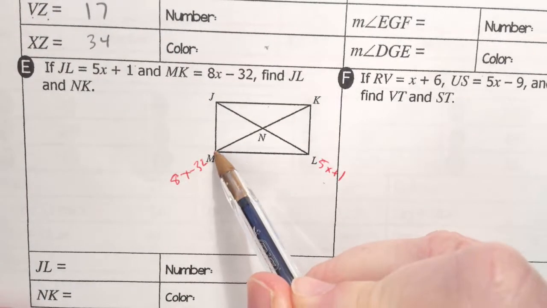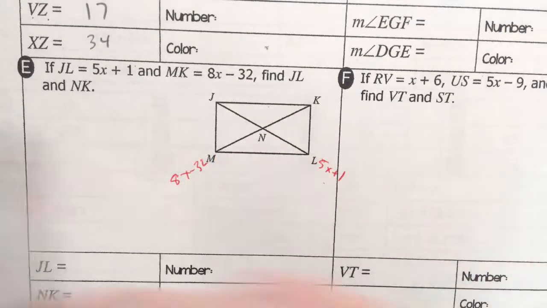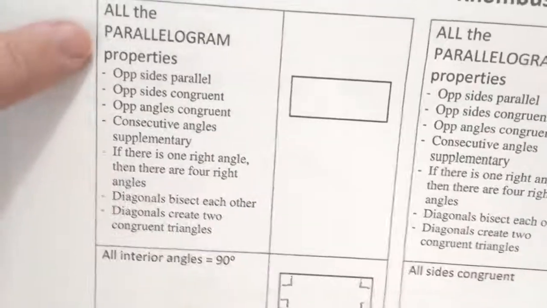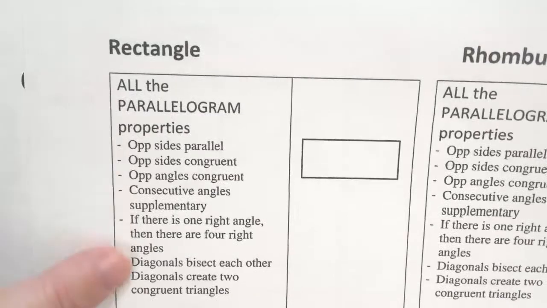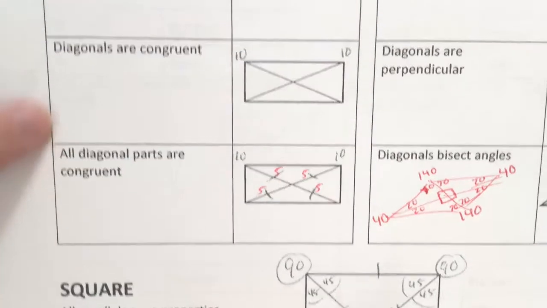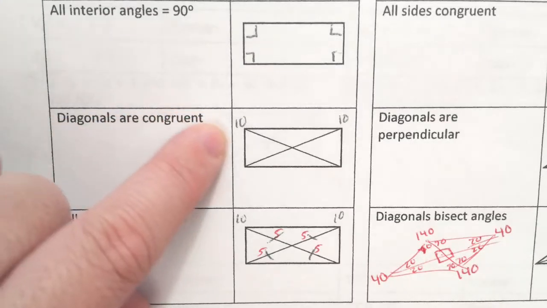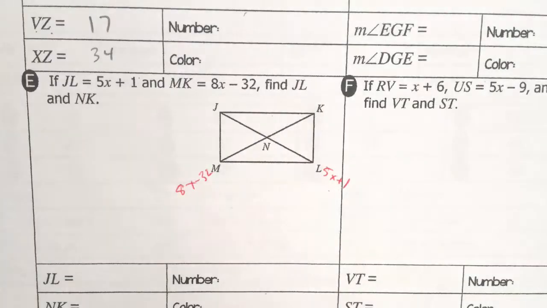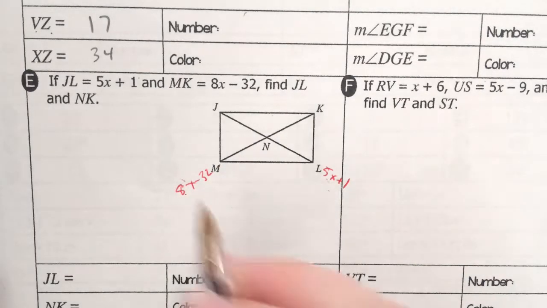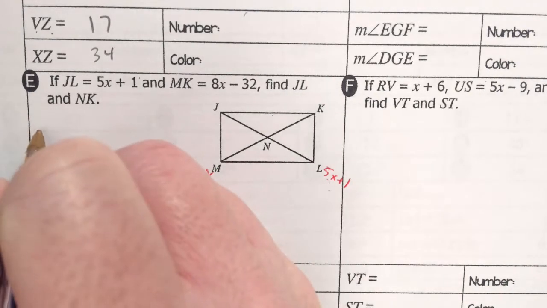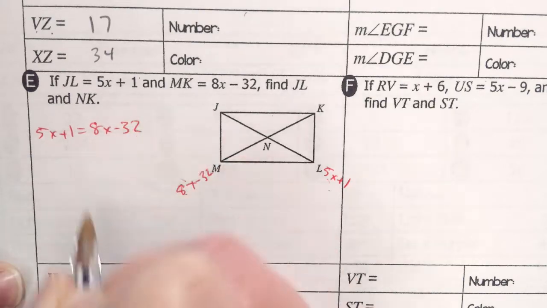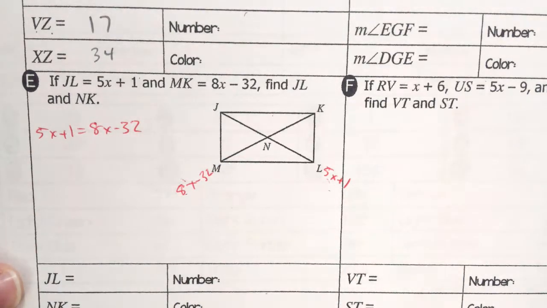So this entire distance and this entire distance. We're looking at page 2, the rules of rectangles. So all the parallelogram rules are happy. But in addition to that, we also know that the diagonals are congruent. So all of this is equal to all of this. Awesome. So these two things are equal to each other. So let's just do it. So 5x plus 1 is equal to 8x minus 32. And now you would just solve.